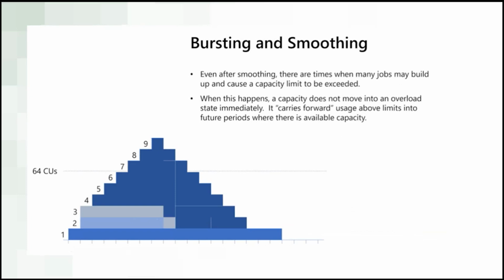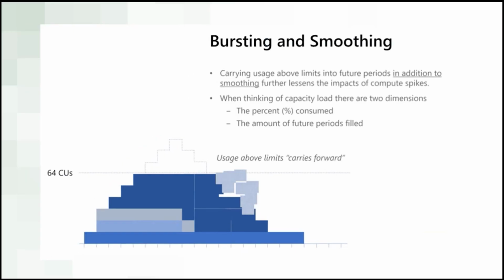Even after smoothing the job's start time, the capacity is always moving over. So we've got this carry-forward option, where it starts picking things up from the top and pushing them to the side. We've got usable limits in future periods that add to the smoothing and reduce spikes. We think of capacity along two dimensions: the percentage consumed and the amount of future capacity that is available to us.